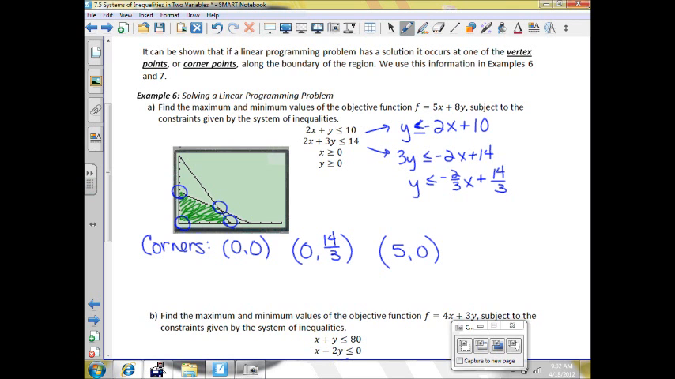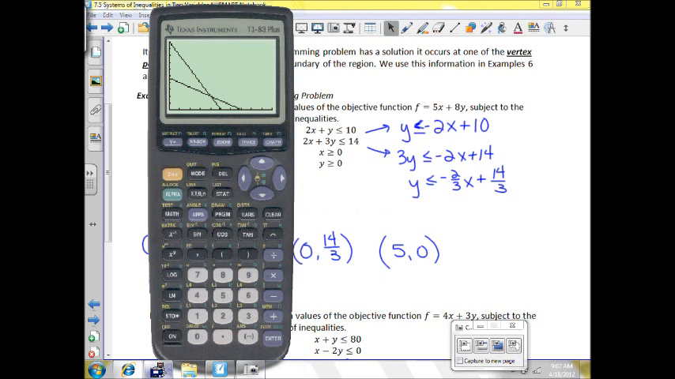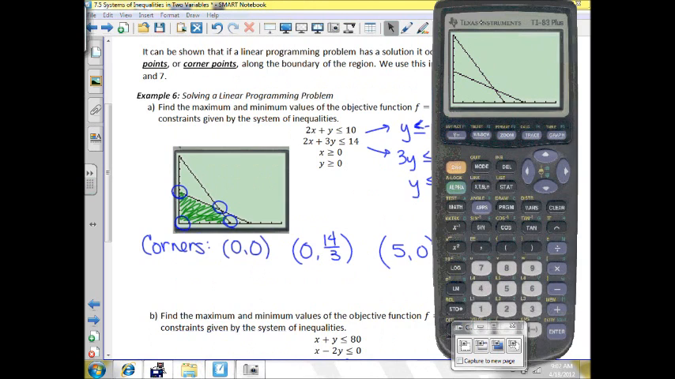And then we're also going to have to find that intersection point there. So we're going to go back to our calculator and find our intersection point. We're going to find the intersection point of this line and this line. So the intersection point is at 4, 2.